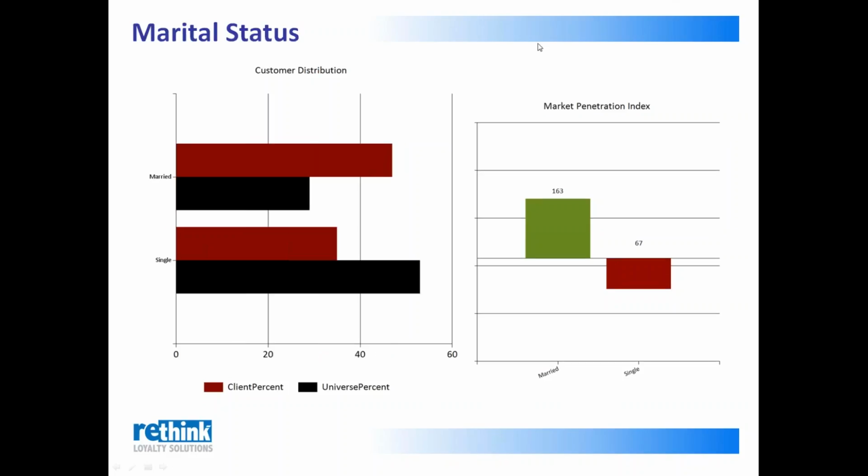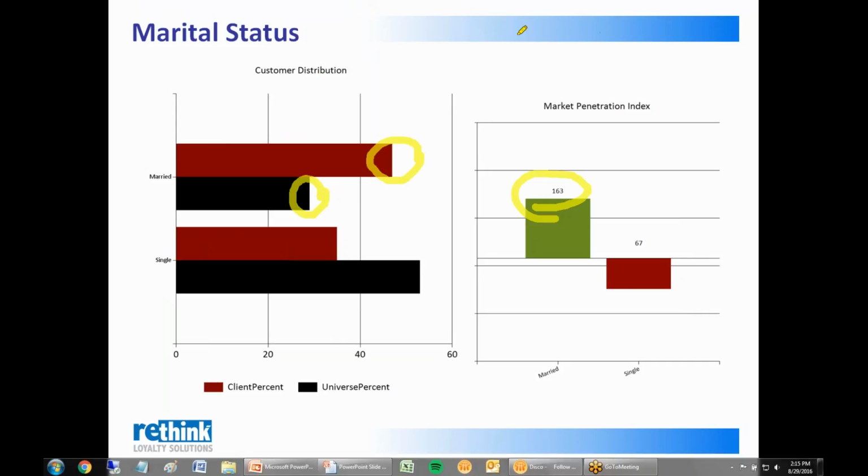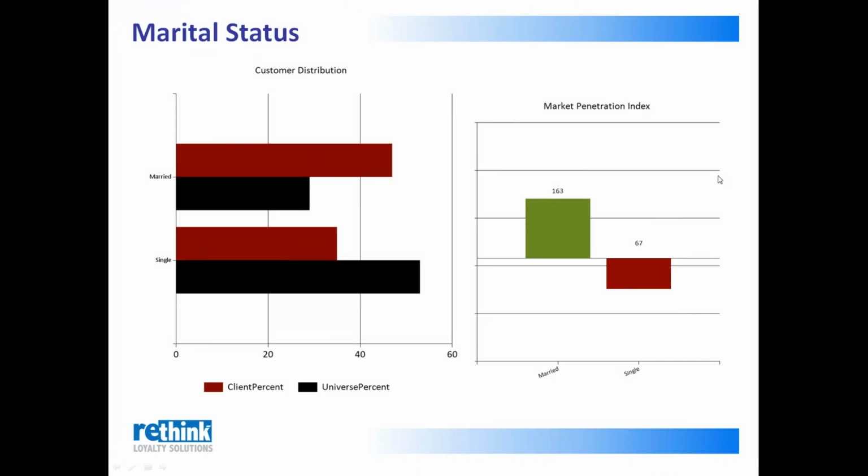We look at marital status, and we see that these are married folks, about half, compared to only 30% of the population. So indexing at 163, very important demographic.